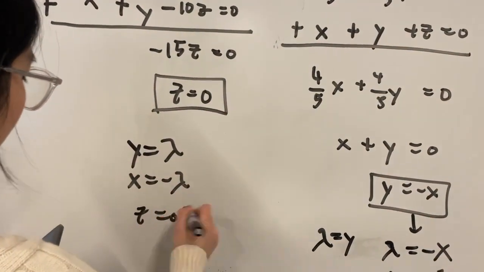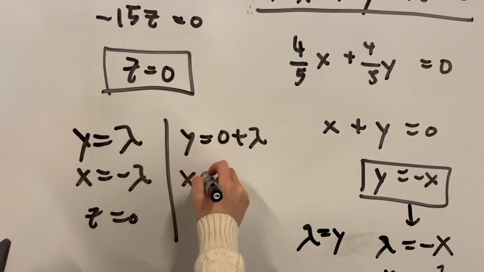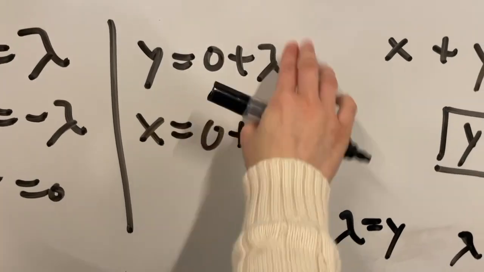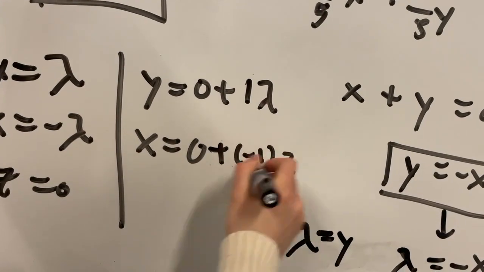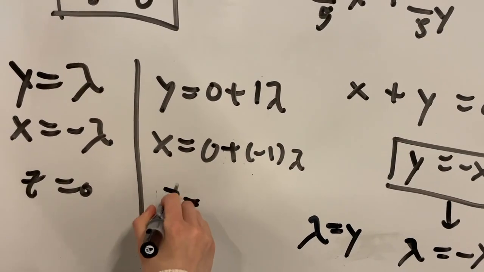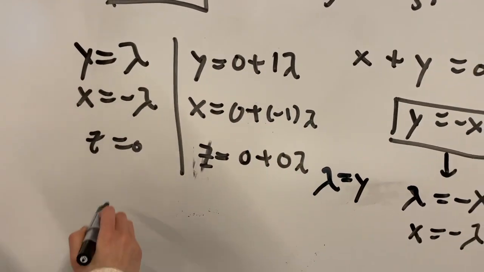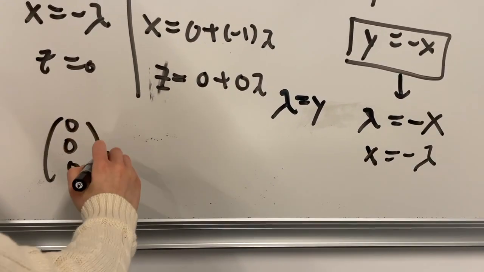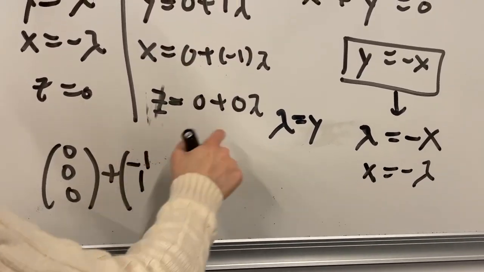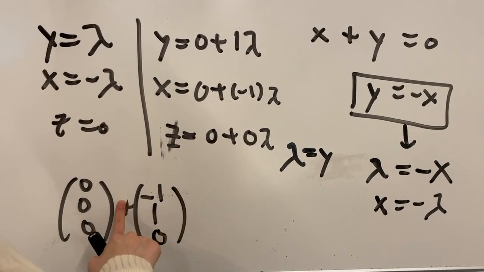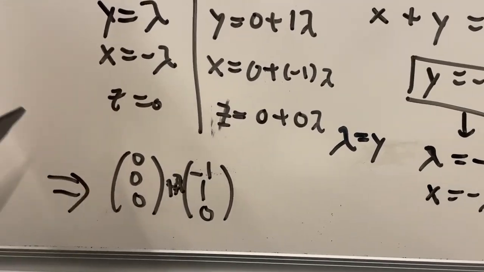Okay, and so now we can write out all this, and because z equals 0, I'll just write it here. If you write it out in vector form, you can write y equals 0 plus lambda, x equals 0 plus negative 1 lambda, and z equals 0 plus 0 lambda. So if we write it in vector format, it's (0, 0, 0) plus lambda times (-1, 1, 0), like this. This is the final answer of the line of intersection.